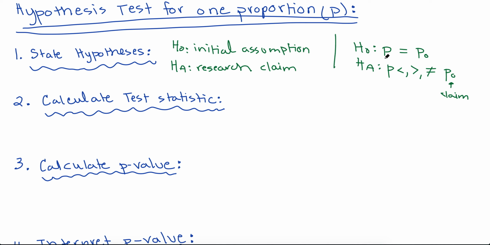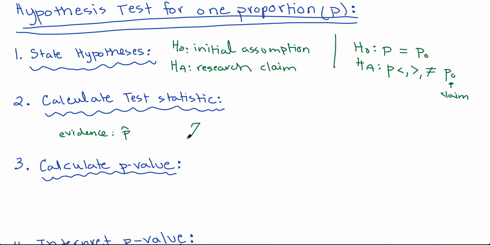So we start off assuming it's that number from our claim, and then we try to test or see if we can prove if it's different according to our research question: less than, greater than, or not equal to. All right, once we've stated what we're going to assume and what we're hoping to prove, now we go collect our data, our evidence. Our evidence is our data, and remember that's just P hat. What's the proportion in the data that we've actually observed?